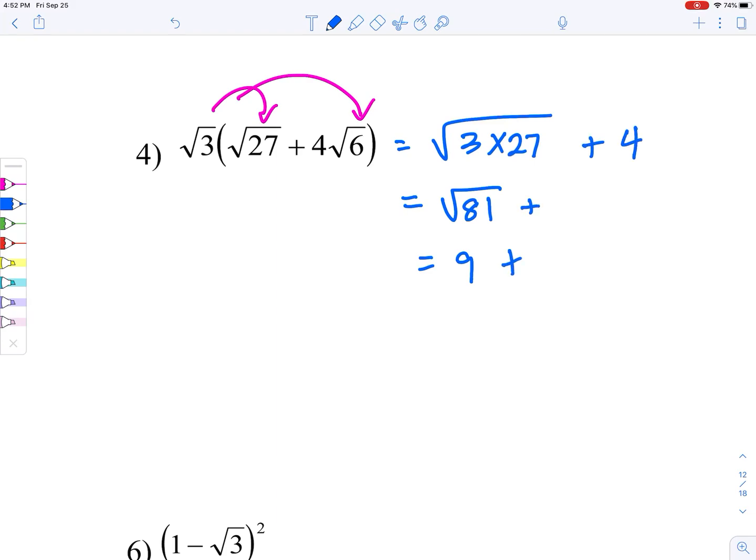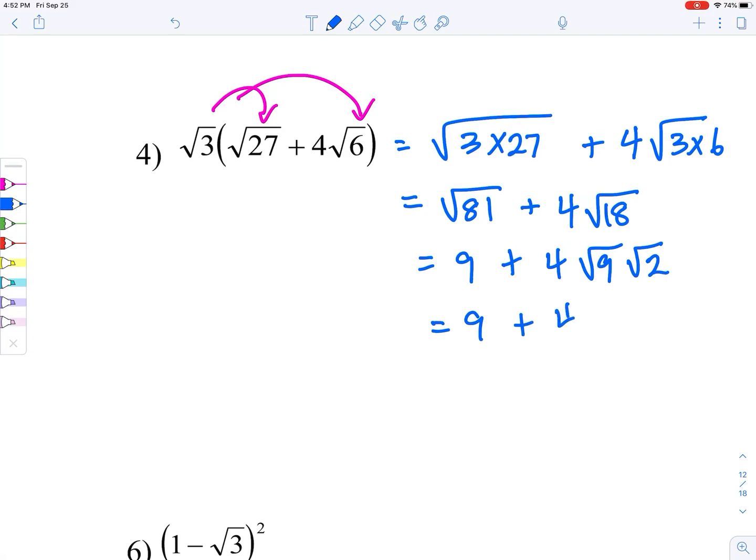4 is outside, stays outside. Inside, we have 3 times 6. I could write that as 4 times root 18. 18 has a perfect square hiding inside it. It has a 9, so root 9, and then root 2 would be left. And I do all this. 4 was outside. When we take the square root of 9, that turns into a 3, and that would be multiplied by the 4 that was out front. So that would give us 12 root 2 plus the 9.